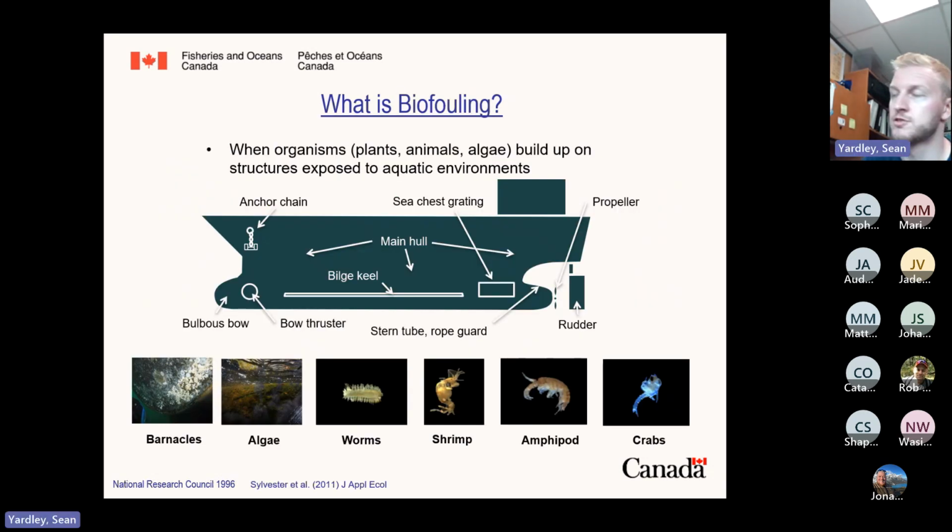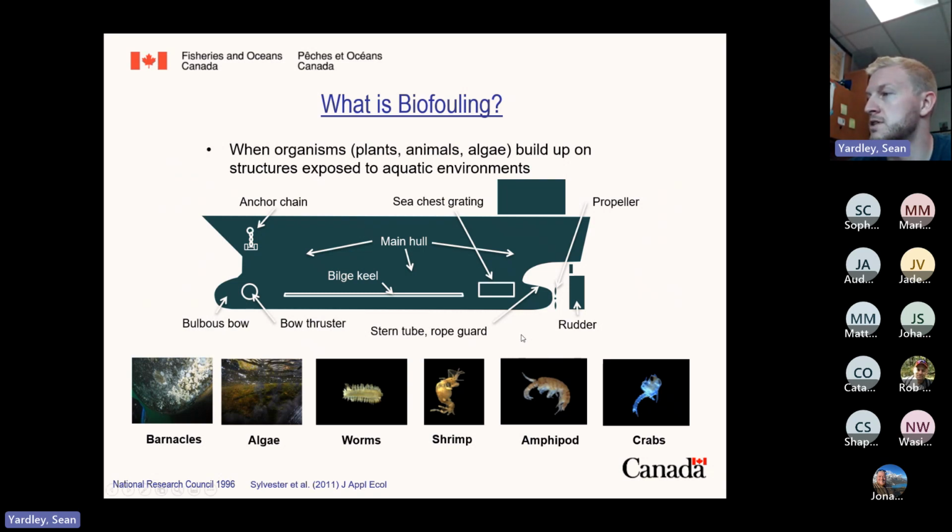So another term that I introduced a little bit earlier is biofouling. Biofouling is when organisms that can be plants, animals, or algae build up on structures exposed to aquatic environments. The structures that we're particularly interested in are the ship's hulls. I've included this diagram here that gives you an idea of the different types of surface areas that we'll see on a ship hull.